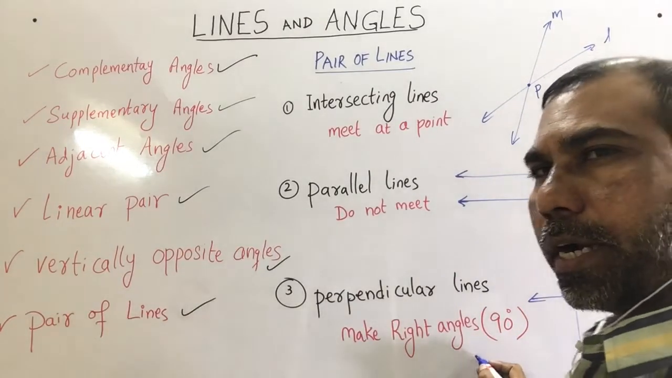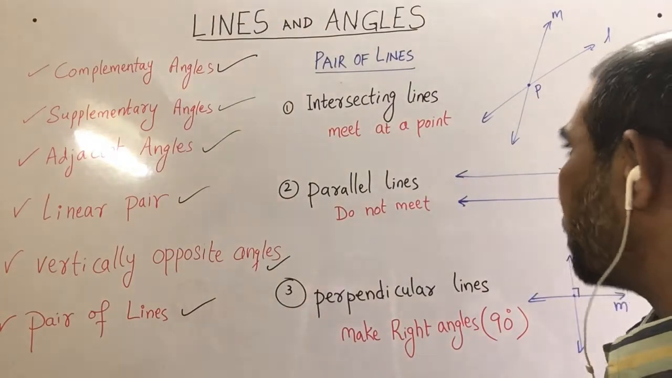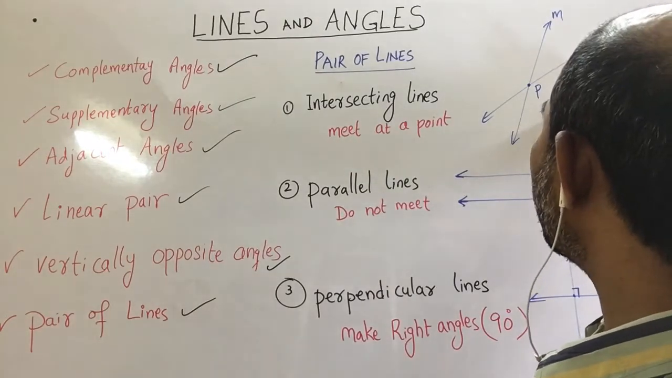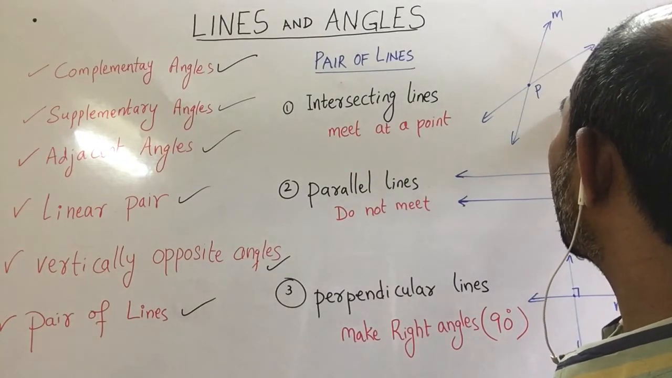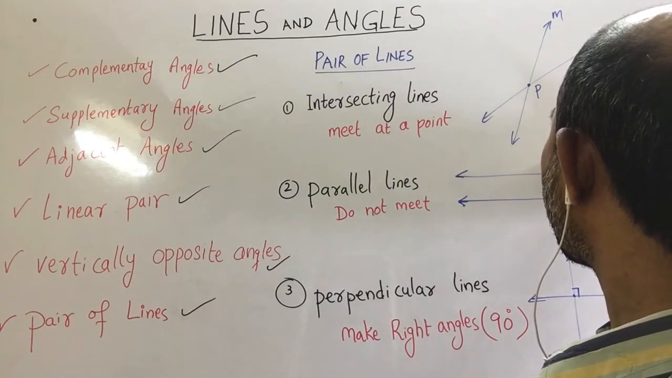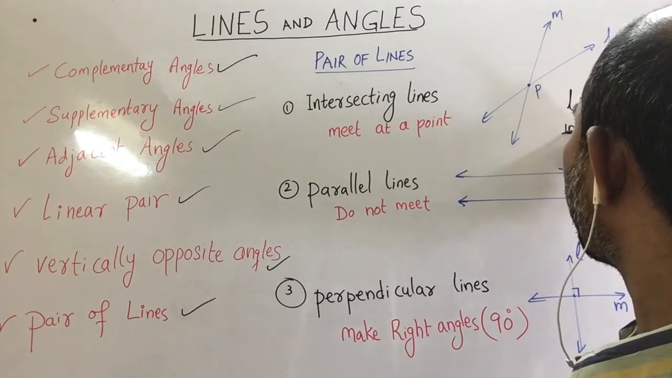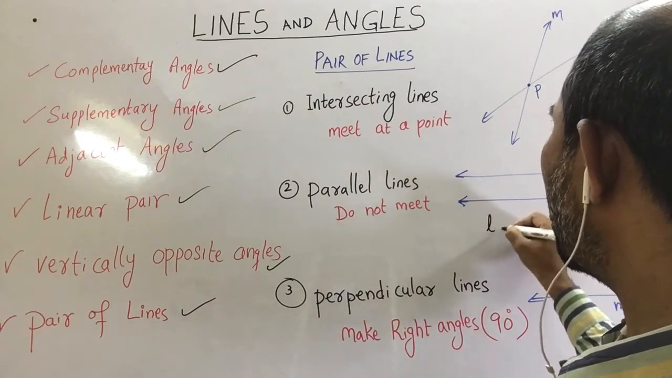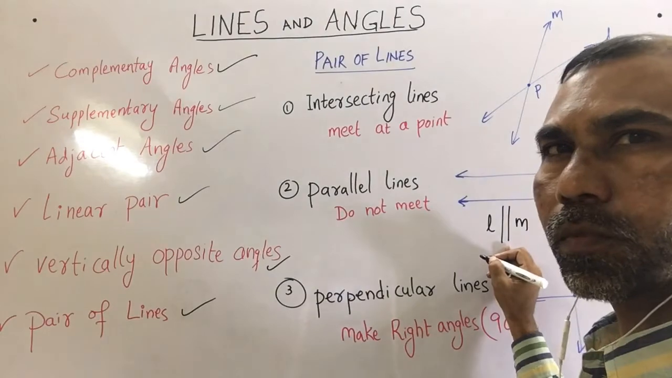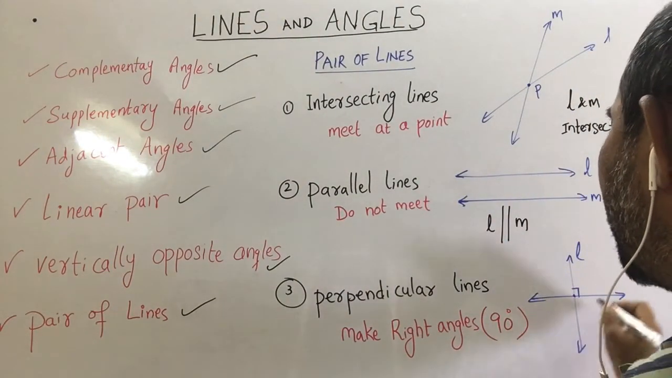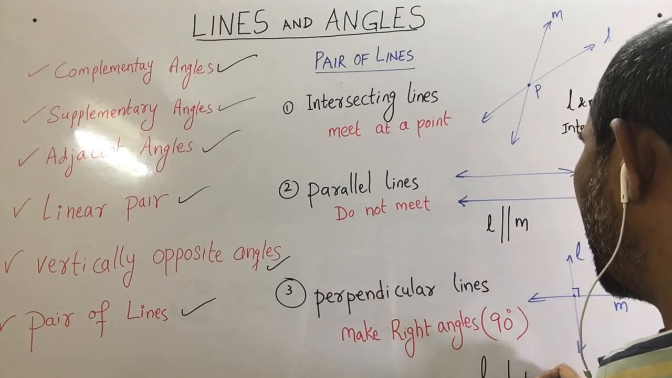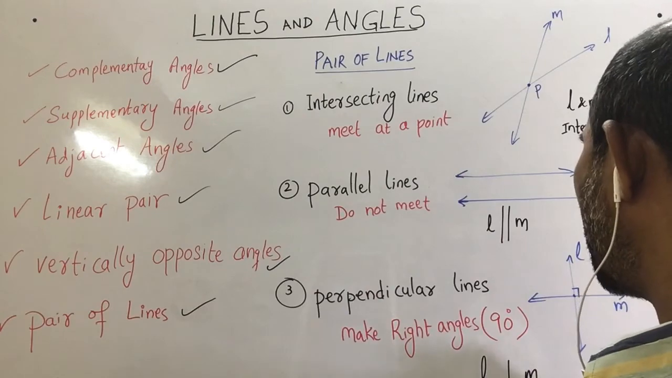perpendicular lines, and we have particular notation for representing these lines. For example, L and M are intersecting lines. And L and M are parallel lines. The notation for parallel lines is this. And for perpendicular lines, L and M are perpendicular. The notation is written with the perpendicular sign. L is perpendicular to the line M.